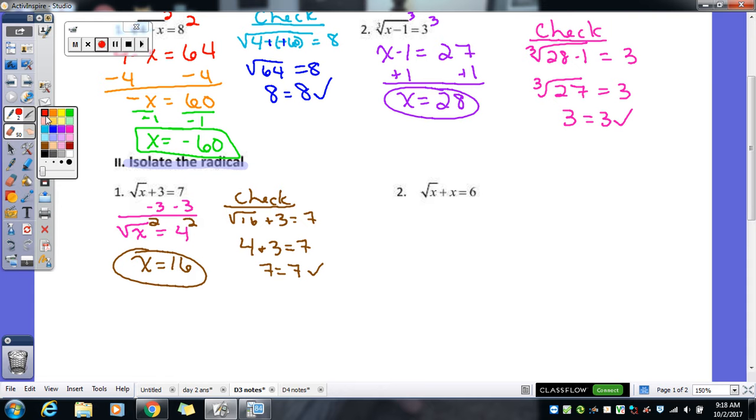So our next one, we have the square root of x plus x equals 6. So what do we have to move first? The x. We've got to isolate the radical. So I get the square root of x equals 6 minus x. Then we're going to square both sides, but I'm going to put the right side in parentheses because I've got to square that whole thing, 6 minus x.